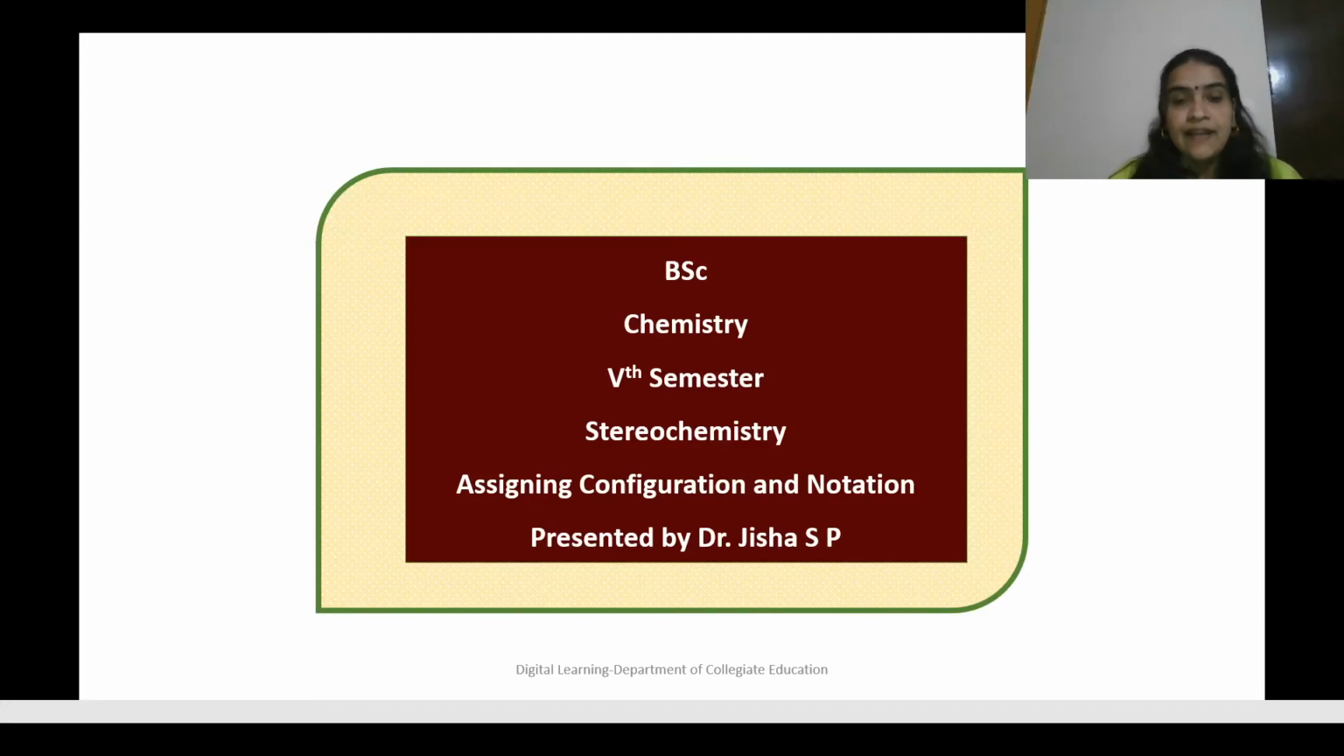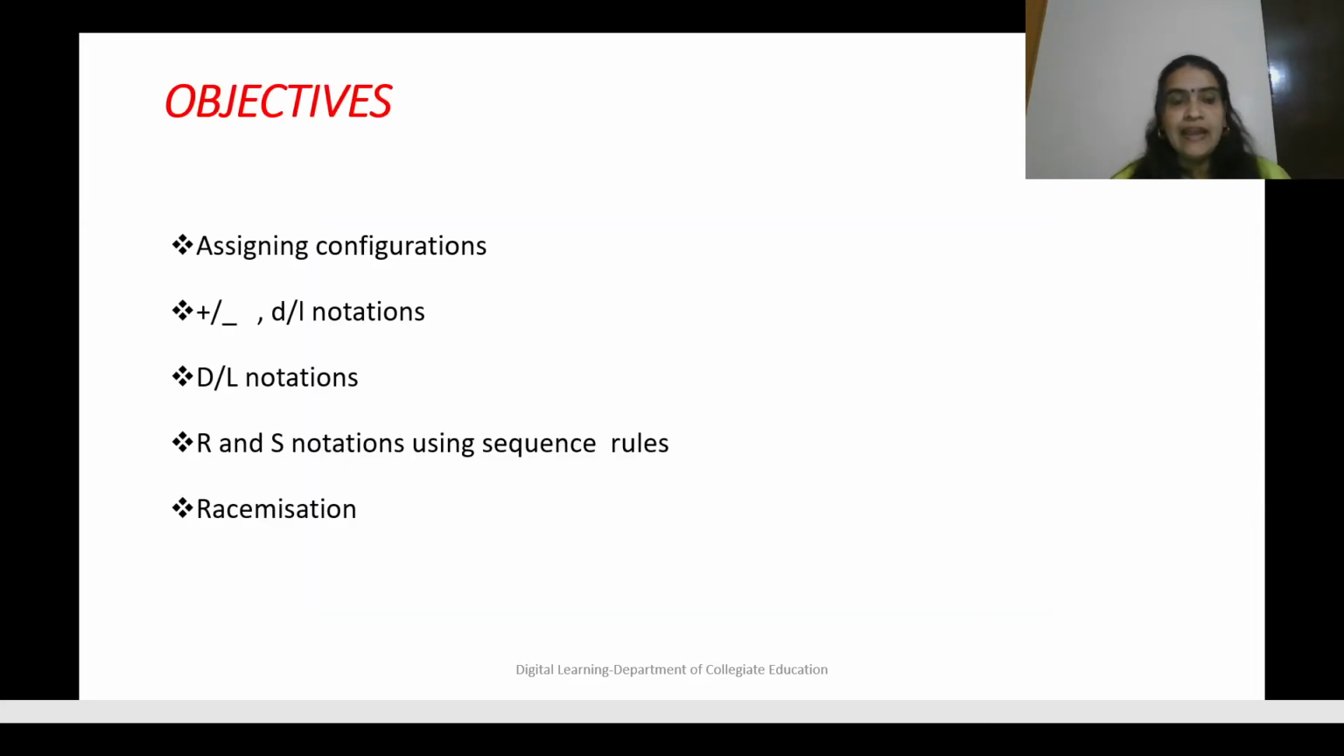Dear students, this is the third session of the chapter Stereochemistry, and in this session you will be learning about assigning configurations, plus or minus notation, small d or small l notations, or capital D or capital L notation, R and S notation using sequence rules, and also racemization.